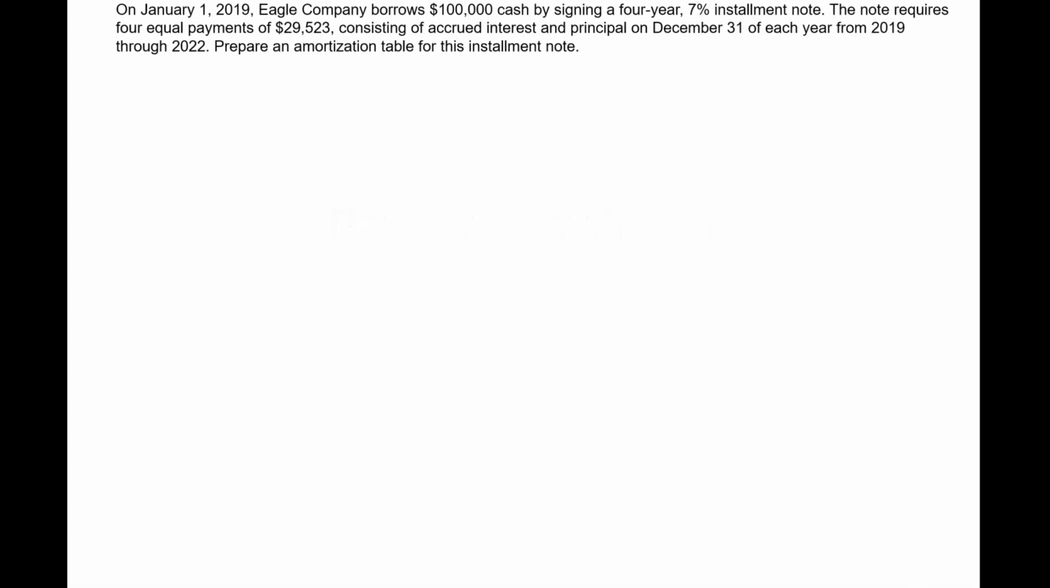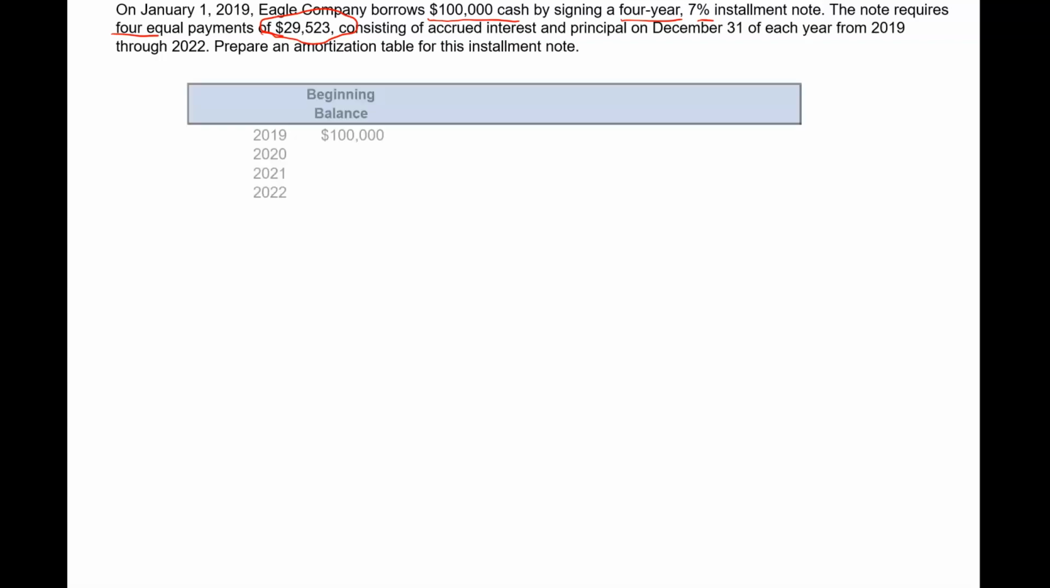Okay, let's practice. Eagle Company borrows $100,000 cash, signs a 4-year, 7% installment note. And they have 4 equal payments, which means 1 payment per year. And that payment consists of $29,523. And that payment will be part interest and part principal. Okay, let's do an amortization schedule first.